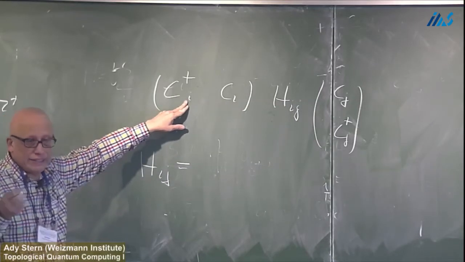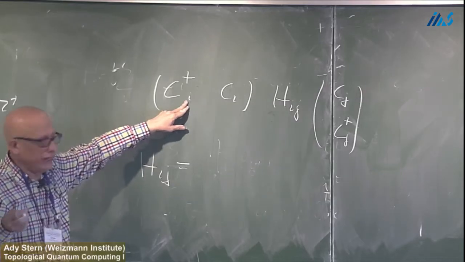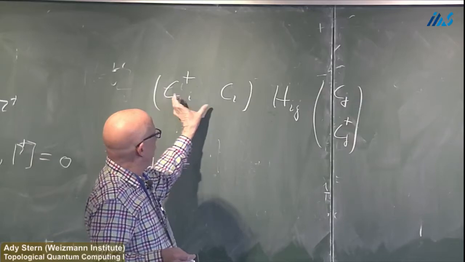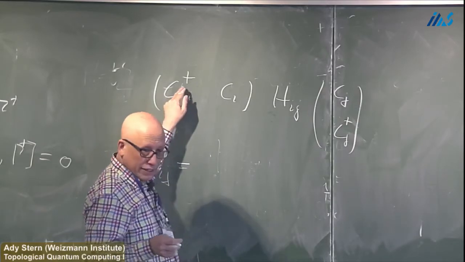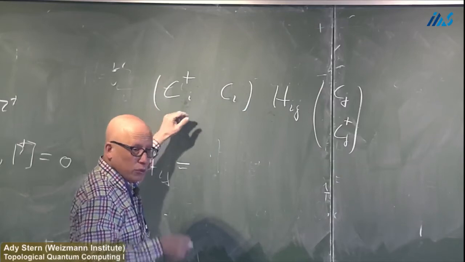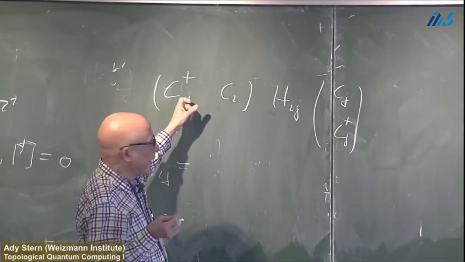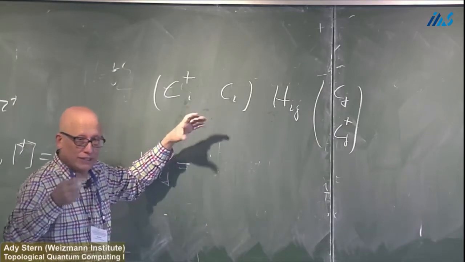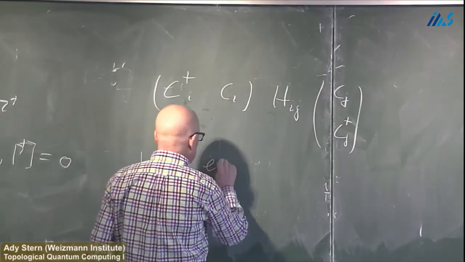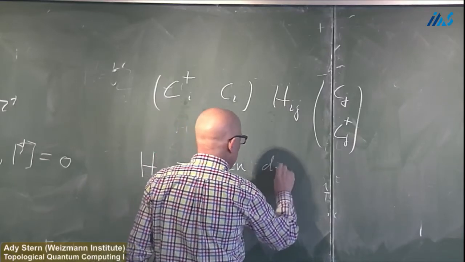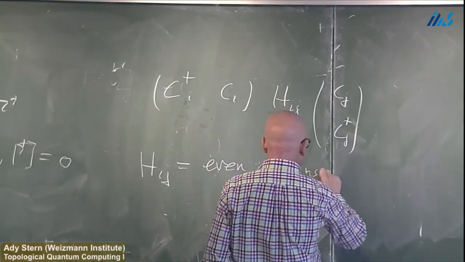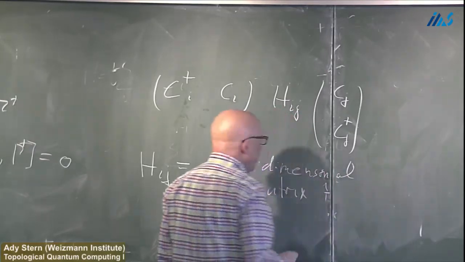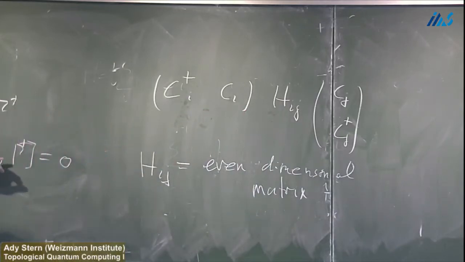This I is an index of the site, and you see that we have all the sites here, daggered and undaggered, so altogether we have twice as many entries as we have sites, and if we have spin, then it will be four times as many and so on. So H I J will be an even dimensional matrix. Now, to find such an operator, yes.